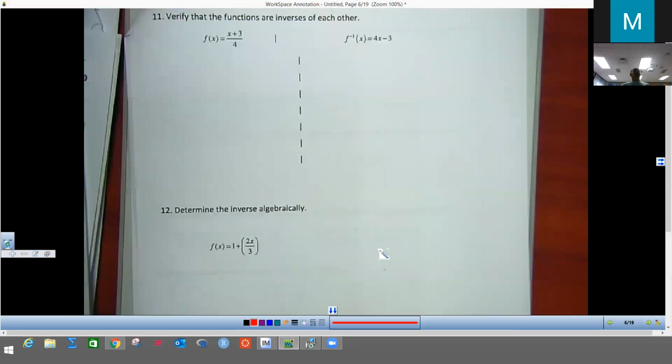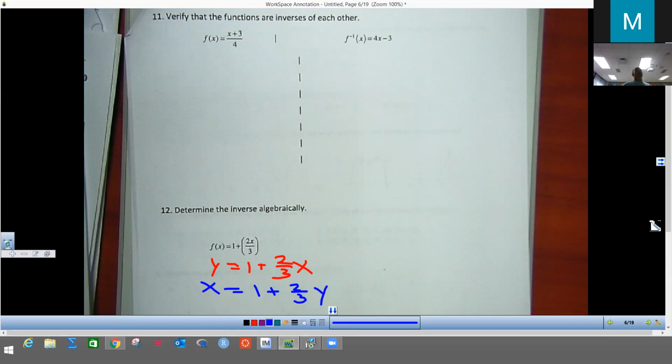Number 12 says find the inverse. I've done this in class many times. I don't know why they put a parenthesis here, but they did. Step 1, change f of x into y. I'm not going to put the parenthesis there, I'm just going to write it like that. Same thing. Step 2, switch your x and your y around.